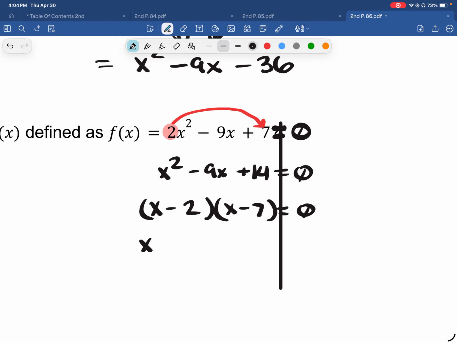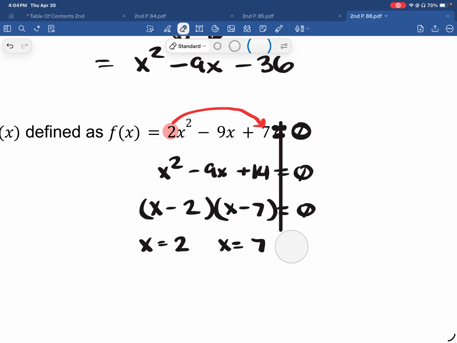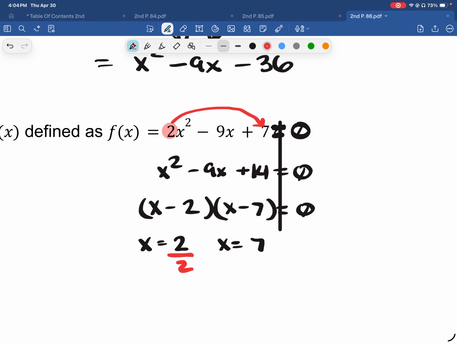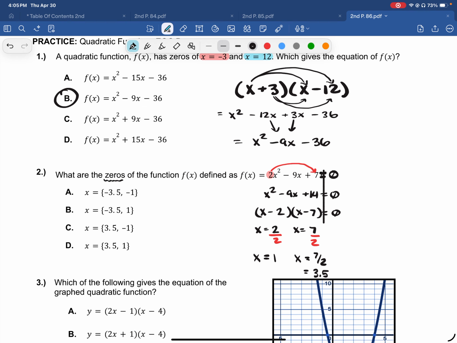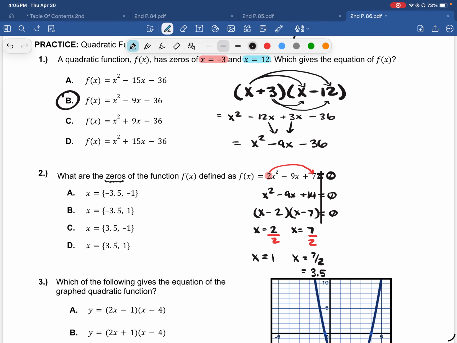A factor of x minus 2 gives you a solution of x equals 2. A factor of x minus 7 gives you a solution of x equals 7. Because we started that slide and divide process, I'm going to divide both of those by 2, which gives me my final answer of x equals 1 and x equals 7 over 2, or 3.5. Positive 1 and positive 3.5 gives us option D.